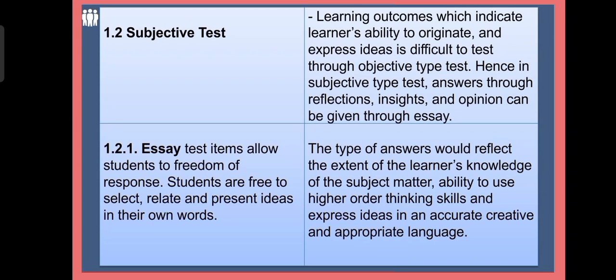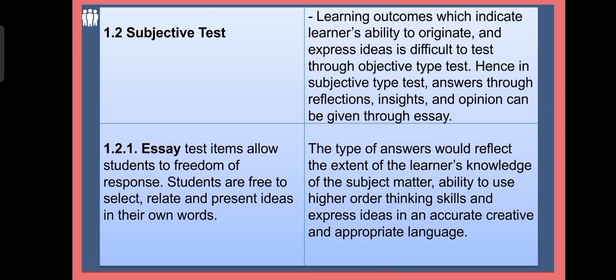So, essay test items are different from other types of tests because they don't have multiple choice questions or short answer questions with specific answers. Instead, students must think critically and creatively in order to come up with their own responses based on what they know about the topic being tested.